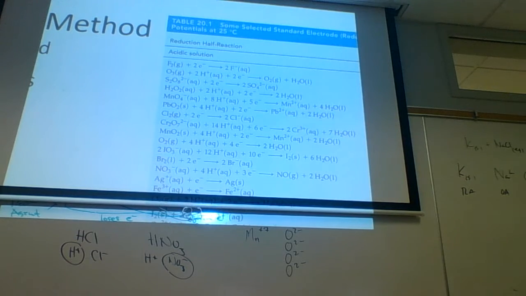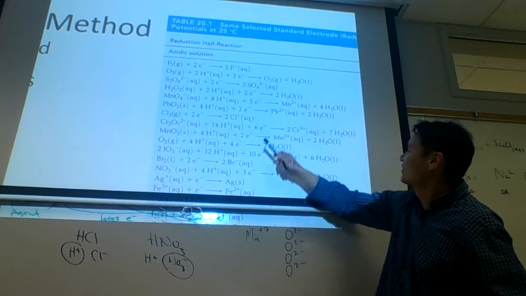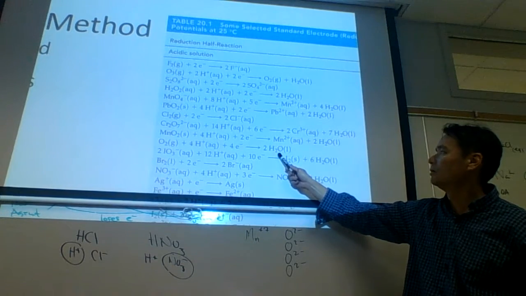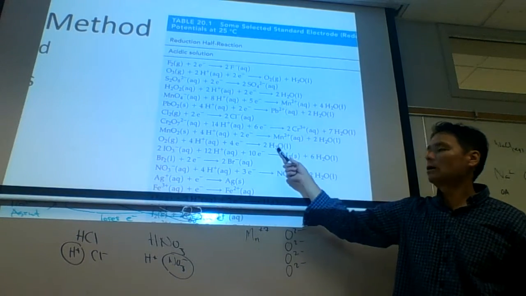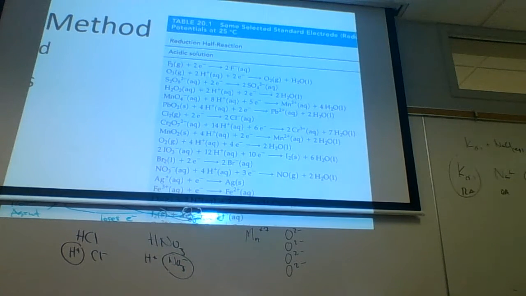Chloride's one of the worst. It doesn't want to lose electrons. Chloride's here. And if you look at water, water is pretty bad, too. Chloride and water, they're pretty bad. And so the strongest reducing agent is potassium.